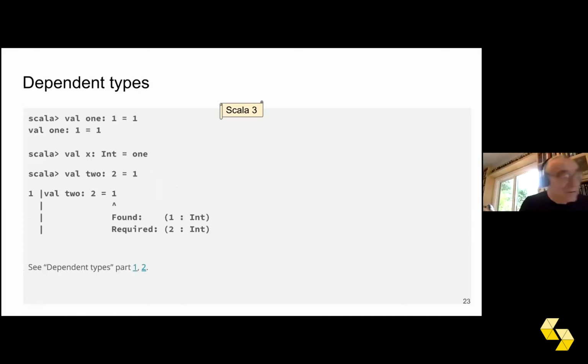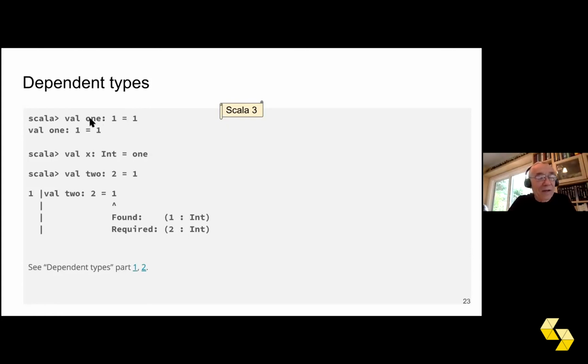So, dependent types. Dependent types is an area that is being actively developed in Scala 3. In Scala 3.0, we have some dependent types. We'll have more in Scala 3.1, but the full realm of dependent types will only be available in Scala 3.2. So here's what we have right now.